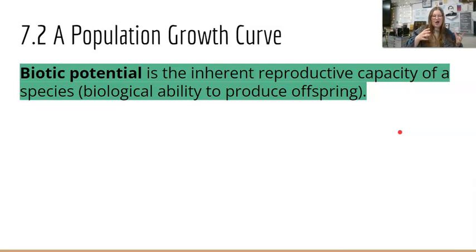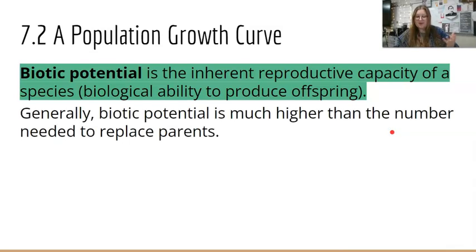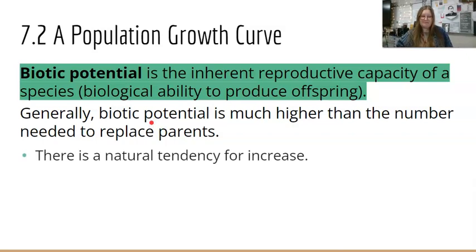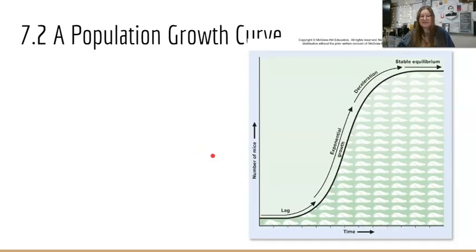So biotic potential is whether that population is able to produce babies for that population to grow. Generally, the biotic potential is much higher than the number needed to replace parents because in many populations, especially organisms out in the wild, every offspring is not going to survive. And so individuals have more babies than will survive in order to replace them. There is a natural tendency for increase. Even with all of the technological advances that we have, even humans in many countries, we still see that increase in population because that's just what is expected.